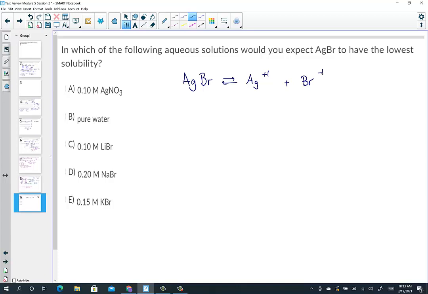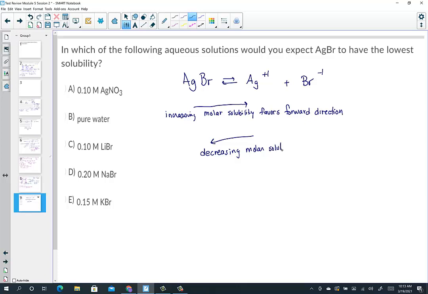The molar solubility increases as you push to the right. So the more soluble, so I'll write this, increasing molar solubility favors the forward direction, right? The more ions in solution, the more soluble the salt is. And if you push to the left, you are decreasing molar solubility. You are pulling ions out of solution. This becomes nothing more than an application of Le Chatelier's principle.